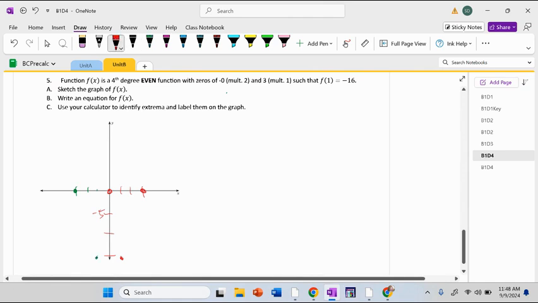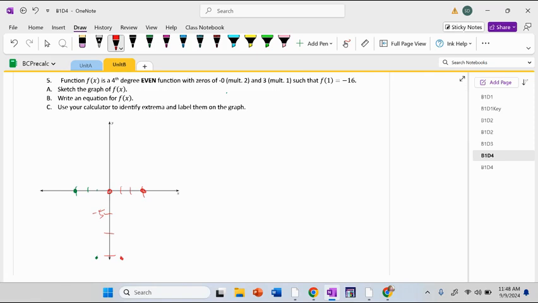This one's easy. Okay, 4th degree, even, zeros, and f of 1 equals negative 16. Write the equation. Wow, write an equation for it. That's tough. Use our calculator to identify extrema and label them on the graph. Interesting. So write an equation for this. This is good. So I'll write the equation after. Here's number one.